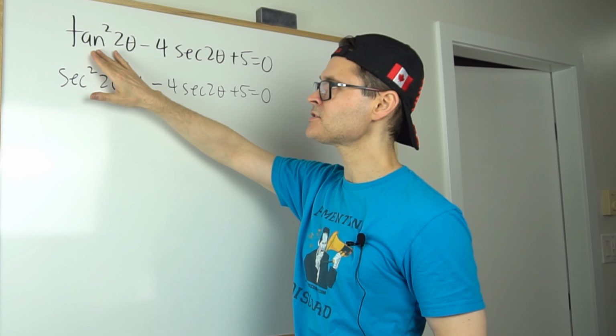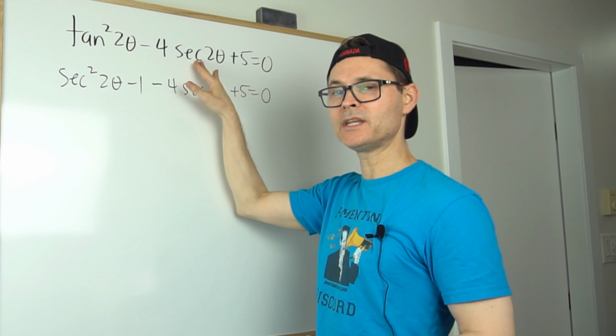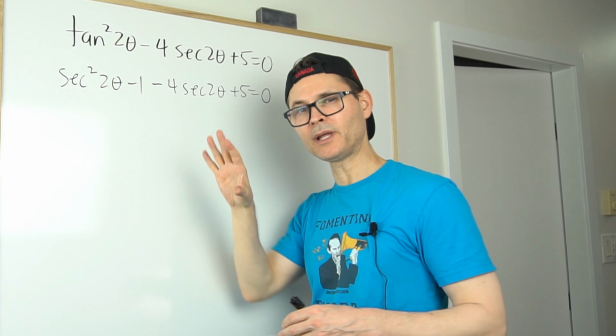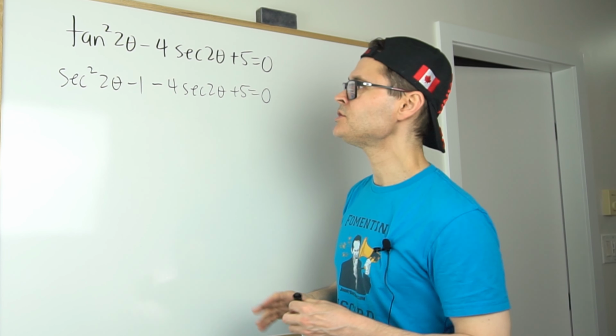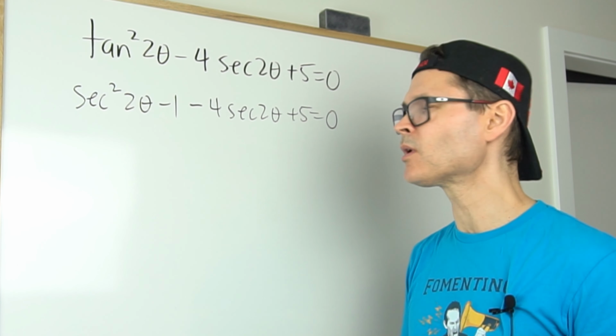Some students, because they really get into the habit of turning everything to sines and coses, this could be written as sine squared over cos squared. This could be written as 1 over cos. You could multiply through, clear the denominator. You could do that, but it would be extra work, I think.